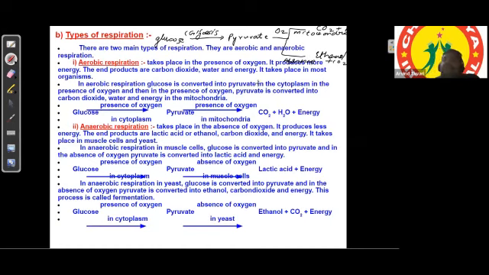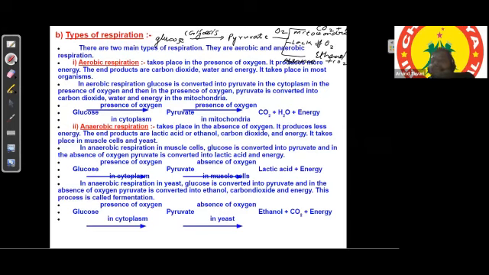Absence of oxygen. Now there is one more thing, that is lack of oxygen. See, these two are different things: lack of oxygen and absence of oxygen. So what does lack of oxygen mean and what does absence of oxygen mean?